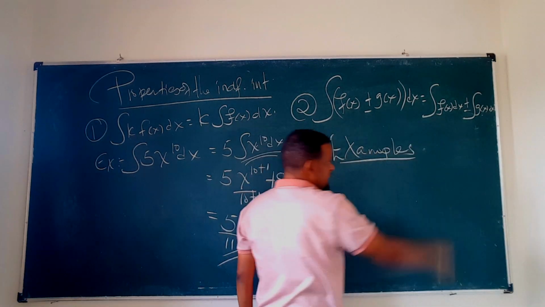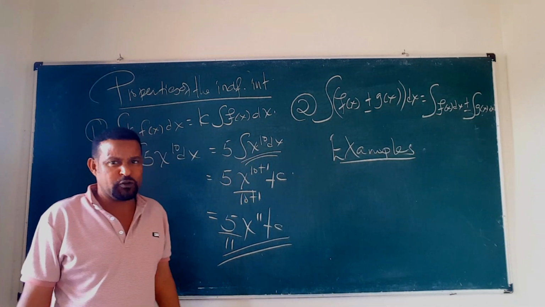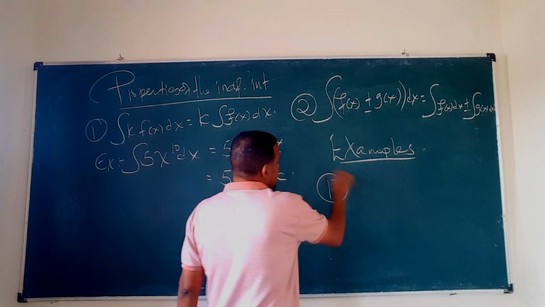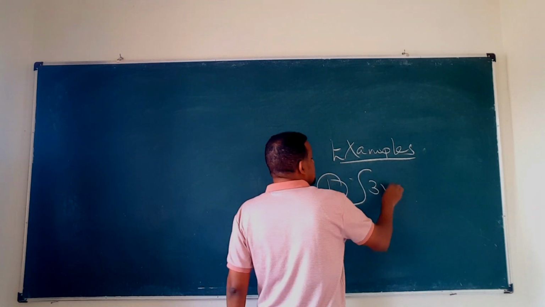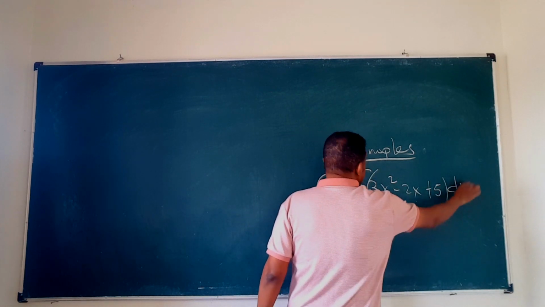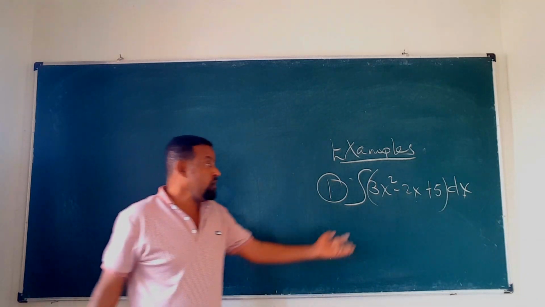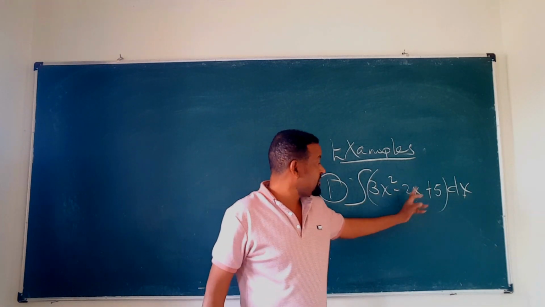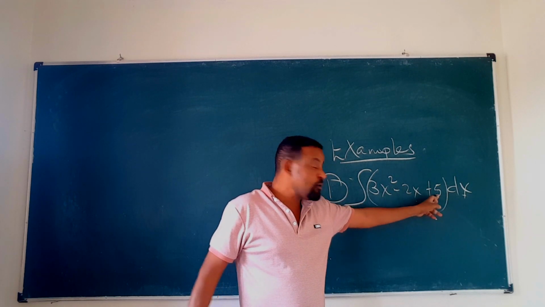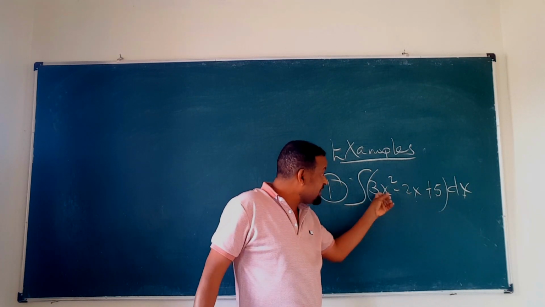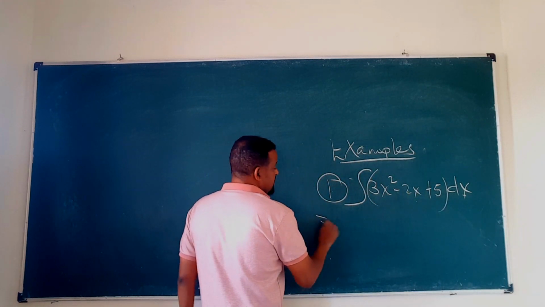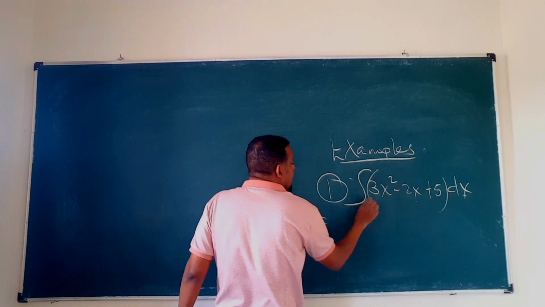Let's do examples from your textbook, the exercises given on this topic. The first one is, for example, the integral of 3x squared minus 2x plus 5 dx. Now, how many functions are there? There is a subtraction here, an addition here, a constant function here, and k times f of x here. You use all of them together. So first we distribute the integral over 3x squared minus 2x plus 5.